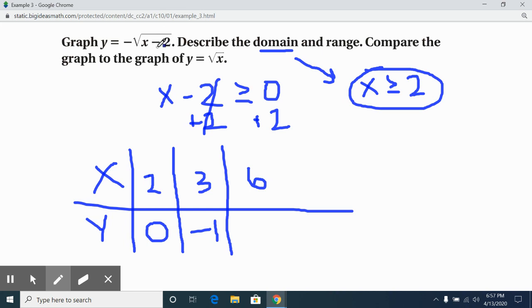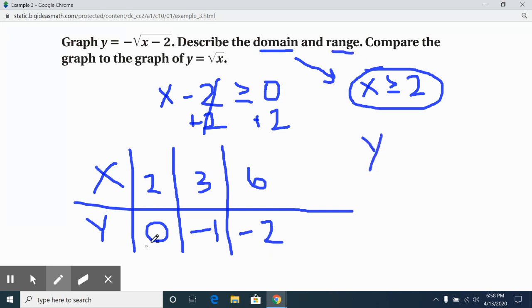So 6 minus 2 is 4. The square root of 4 is 2. Then I pop this negative sign on, and I get negative 2. So let's focus on our y values so we can determine what the range is now. What is my range?